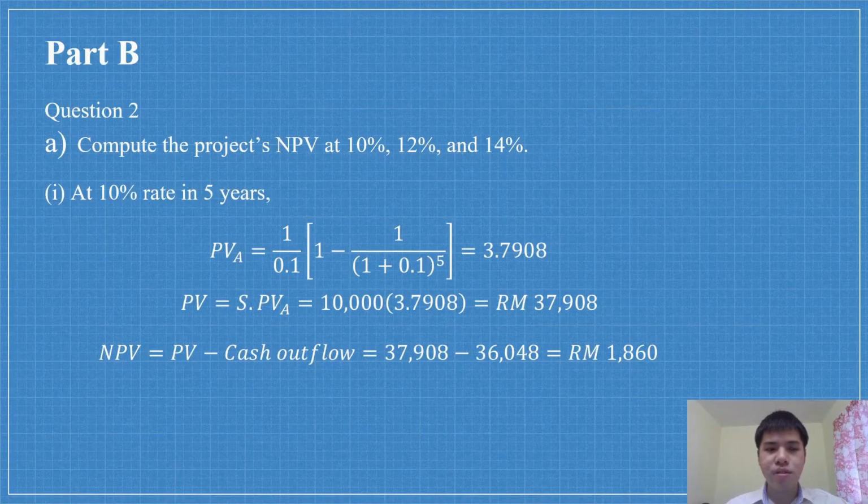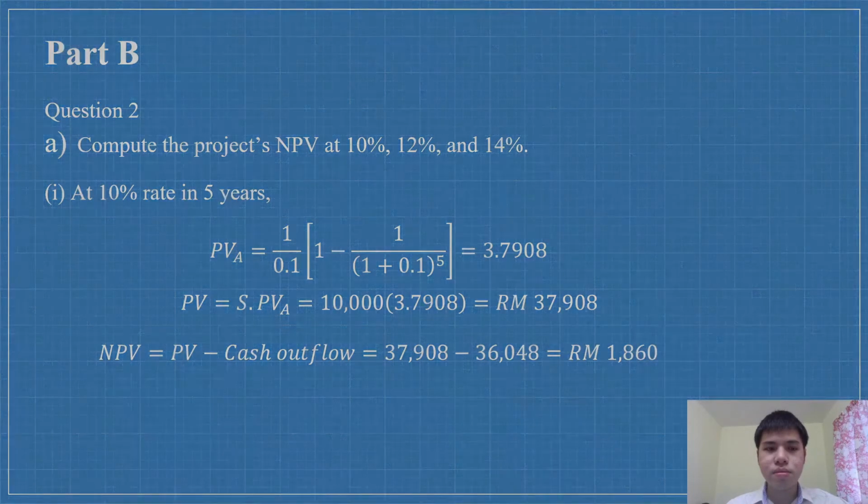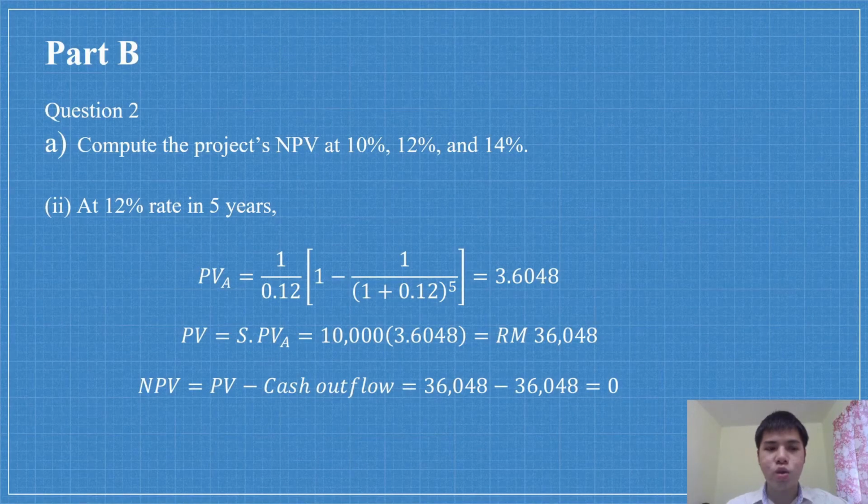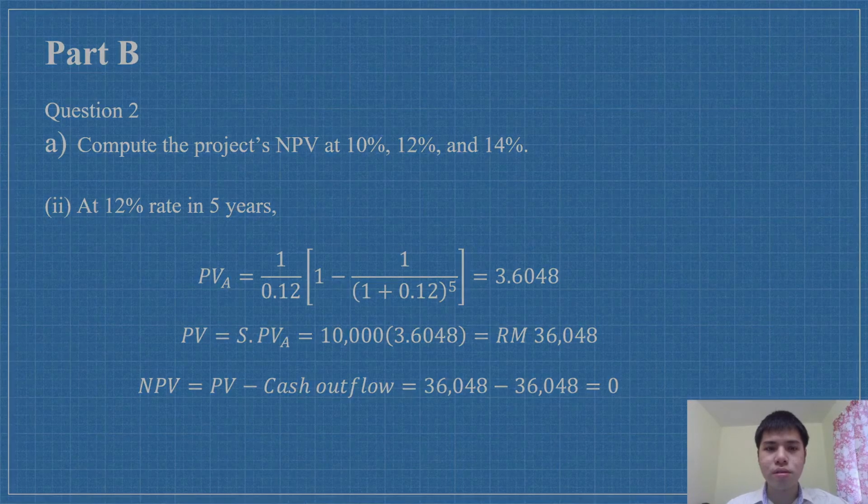Therefore, at 10% rate in 5 years, in the first situation, we would first determine the annuity factor to be 3.7908, and subsequently we will find the PV to be 37,908 ringgit, and we will get the NPV of 1,860 ringgit. And for the second situation, at 12% rate in 5 years, the annuity factor is found to be 3.6048, and therefore the PV is 36,048 ringgit, and therefore we will find that the NPV equals 0.